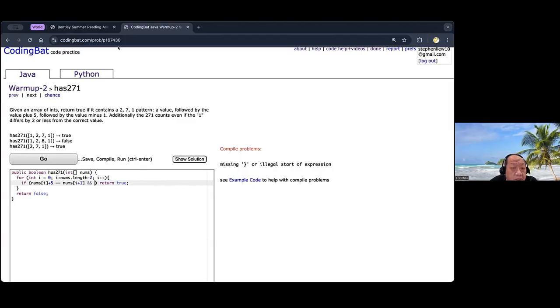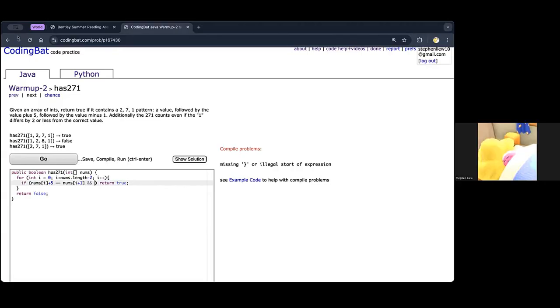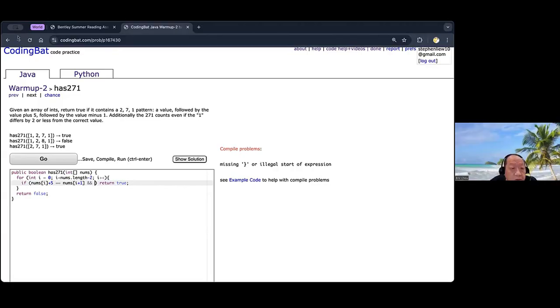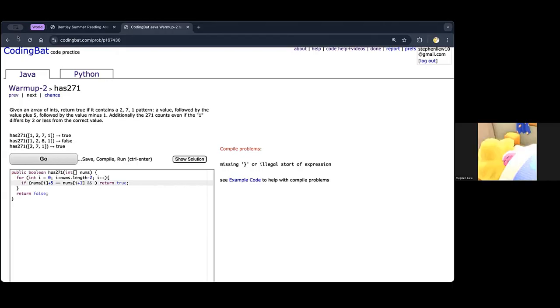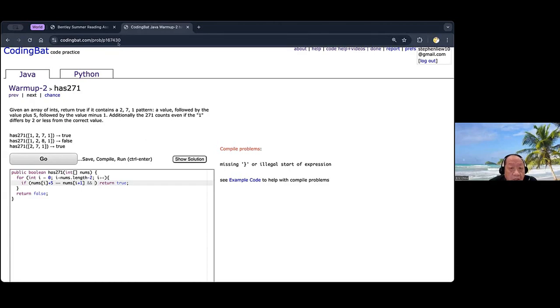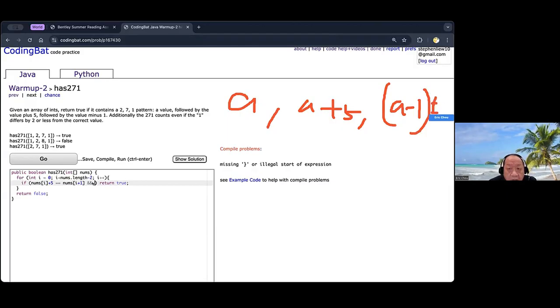Stephen, do you know what they are asking for this one? Yeah, what are they asking for? It's like finding the pattern. What kind of pattern? Add by 5, minus, and then the third value has to be at least 2 or less from 2. So they are looking for a plus 5 and then a minus 1, but this one needs to be plus minus 2 range. Okay?